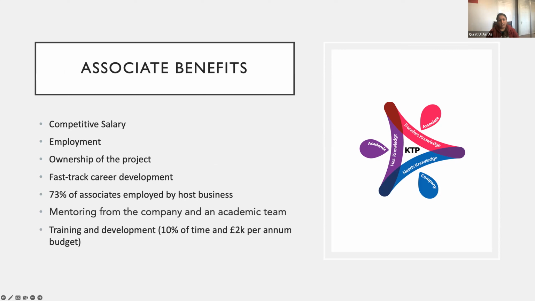Finally, the part which I'm sure most of you would be interested in, the associate benefits. So obviously you'll be employed, so that employment benefit would come with it. You're getting paid a good amount. And then the most important thing here is you will be the sole owner of the project. So you're not working as a subordinate per se. The whole project is under your ownership, and you will get a lot of career development because you're working with world-leading industries and world-leading universities. So you will get both exposures.